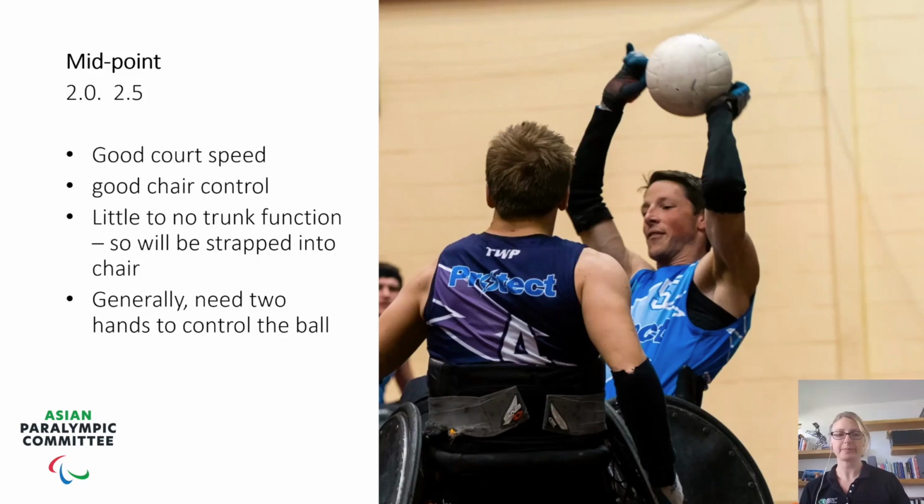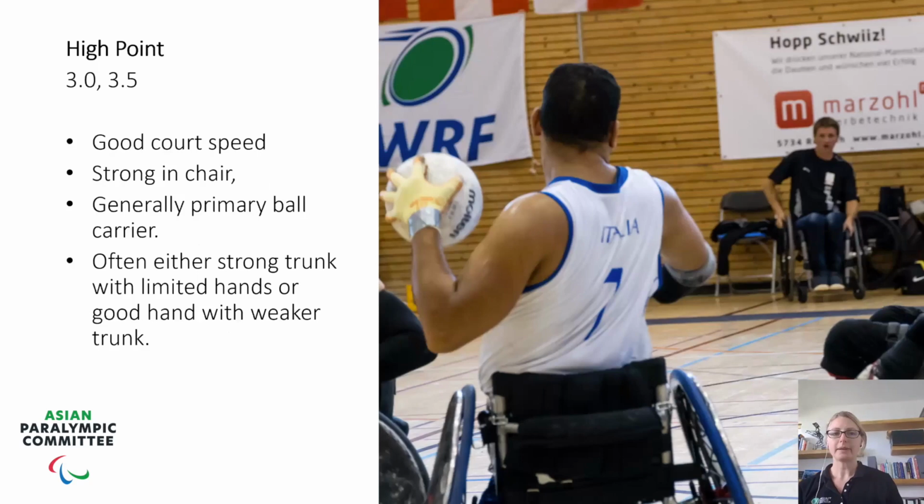The high point players are the 3s and the 3.5s. These athletes will be very fast and very strong in their chairs. You're probably going to see that they're the primary ball carriers in a team. Now, often these athletes fit into one of 2 sport profiles. You'll either see someone who has very good hands, probably not quite normal, with not much trunk strength, or very good strong trunk strength and a good hand, but no hand on the other side.